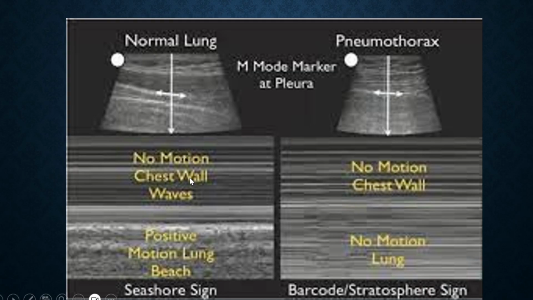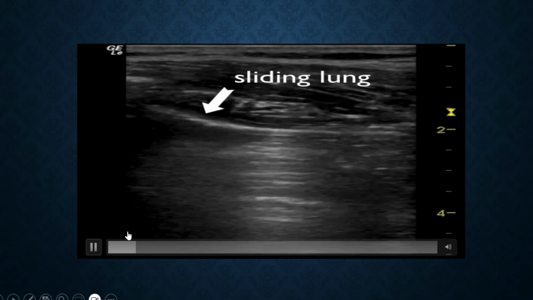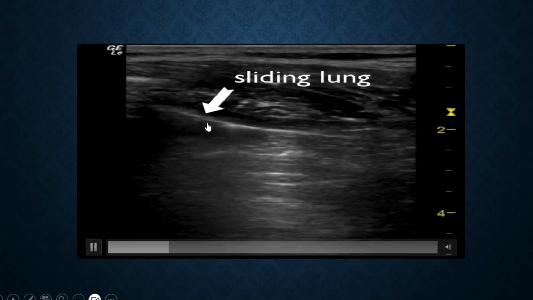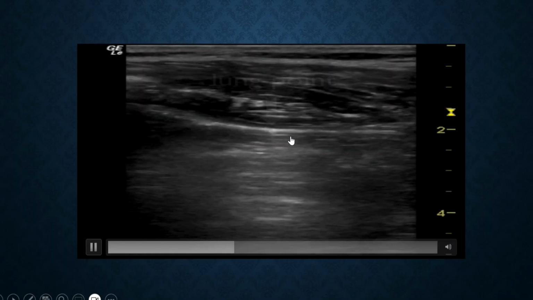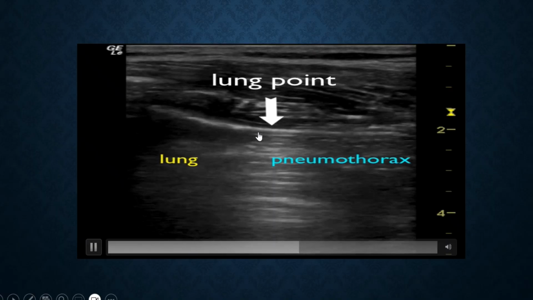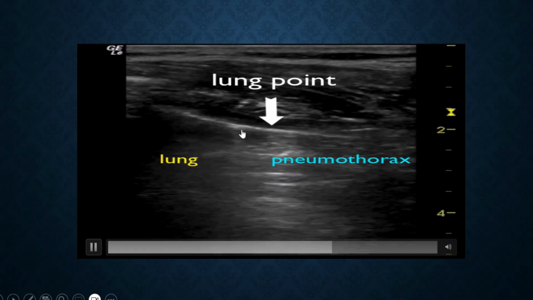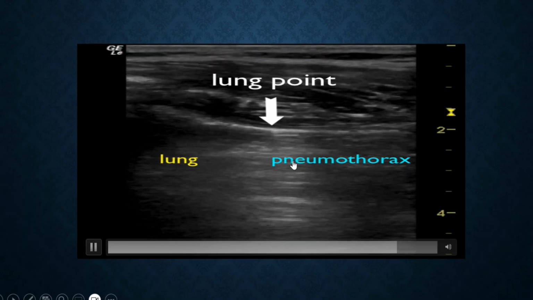Now this is the seashore sign, and this one is the barcode sign. We can see the horizontal lines. This is the sliding lung. This is the normal lung and absent sliding due to the air within the pleural space. And this is the lung point, that is the transition point between the pneumothorax and normal lung. So this is the pneumothorax, as we can see in this video.